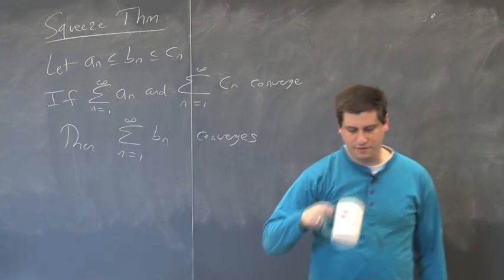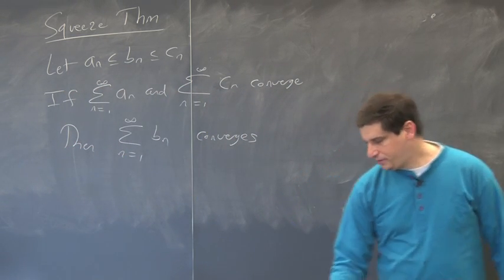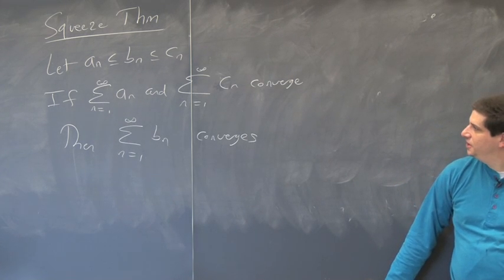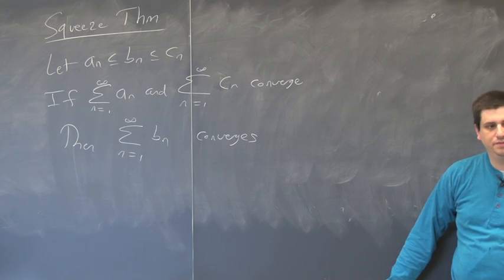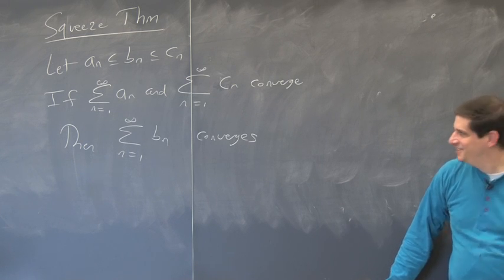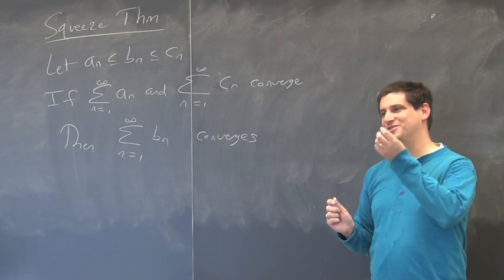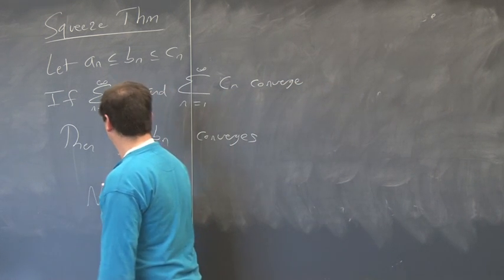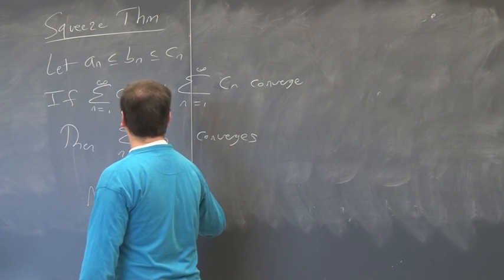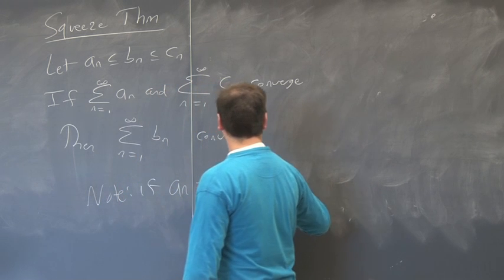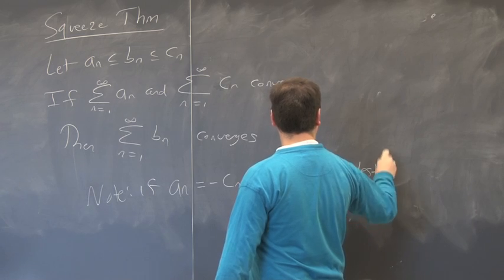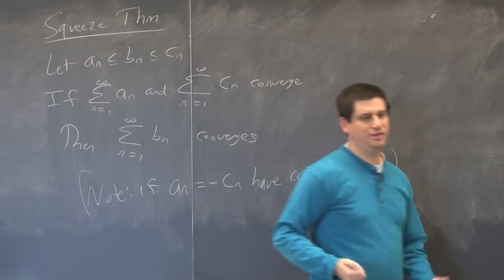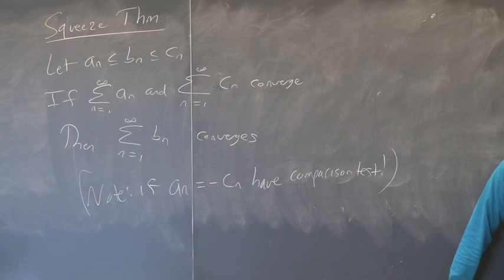So I'm not going to go through the proof of this. Even if I had my voice, I would not go through the proof of this. But I claim we've already done a special case of the squeeze theorem. Didn't we just do it there where like c and a are equal? Yeah, almost equal. You have to tweak it ever so slightly. Yes. So note if an equals negative cn, we have the comparison test. And that's why I'm not really doing the proof again, because it's essentially the comparison test again.